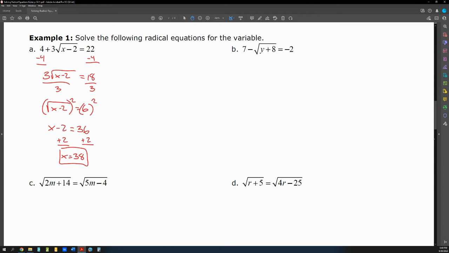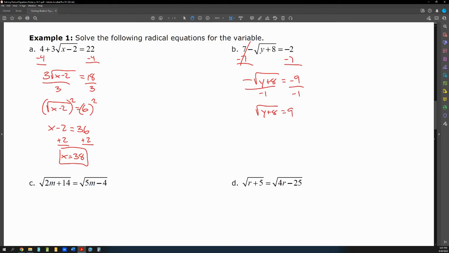1b. To solve this, we'll start by dealing with the addition or subtraction. We're going to subtract 7 from both sides because we have a positive 7 out in front. On the left-hand side, it cancels, and we're just left with negative square root of y plus 8 is equal to, well, negative 2 minus 7 is negative 9. I want to get rid of that negative out in front of the radical, so we're going to divide both sides by negative 1. I'm left with the square root of y plus 8 is equal to positive 9.